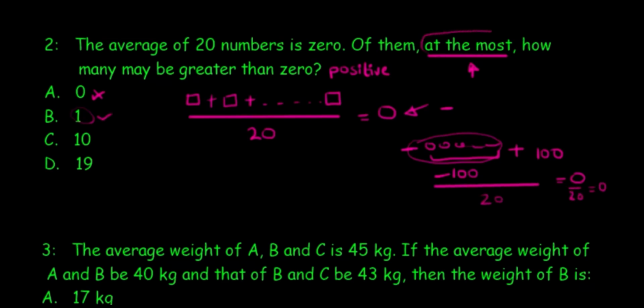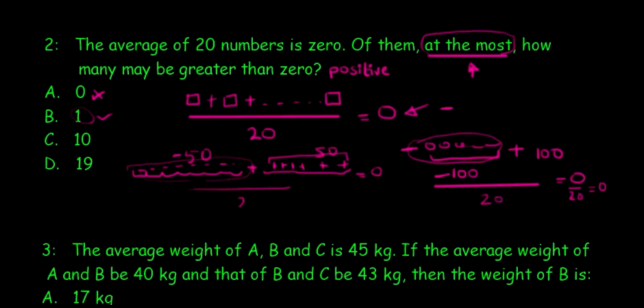But because they specified they need the maximum number possible, I'm going to try the next two options as well. Option C, they're saying 10 of the numbers are negative, so it's negative, negative, negative, and then obviously the rest, 10 of the numbers, are positive. Well, that is pretty much possible. Let's say that the sum of the negative part is a negative 50, and the sum of the positive part is a 50. I end up getting a 0 in the numerator, divided by a 20, which again gives me a 0.